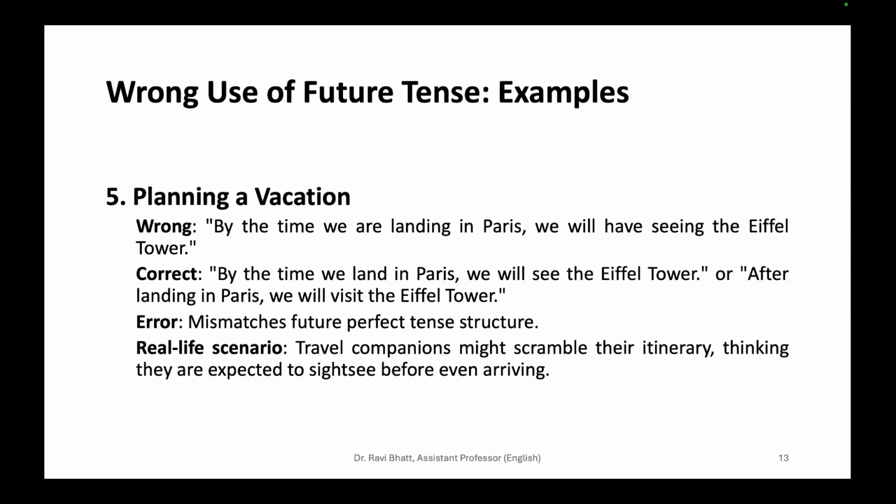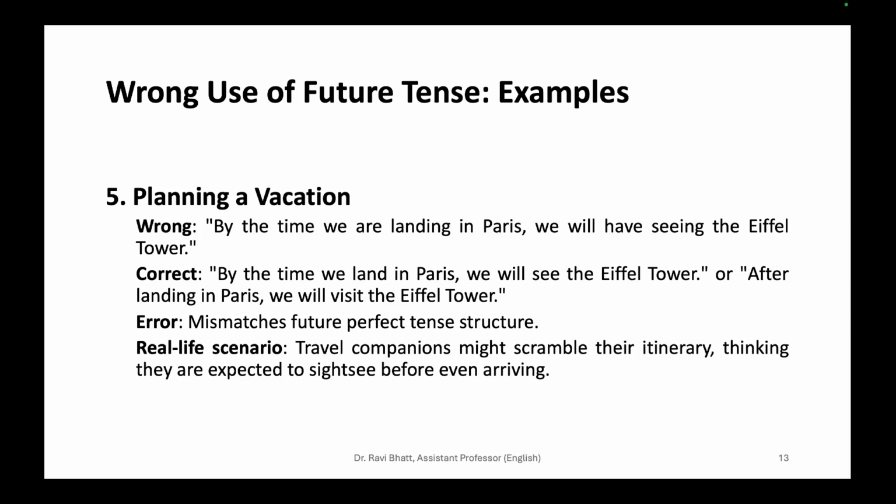All right. Fifth, planning a vacation. For example, you're planning a vacation with your friends. So what you said, by the time we are landing in Paris, we will have seen the Eiffel Tower, which again happens to be a grammatically wrong sentence construction, because it mismatches the future perfect tense structure.